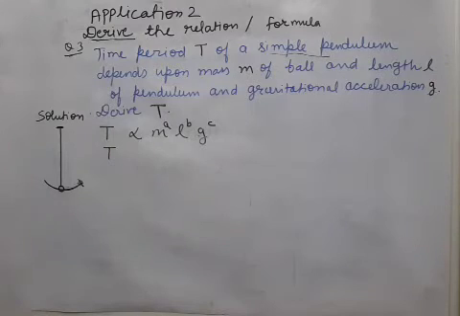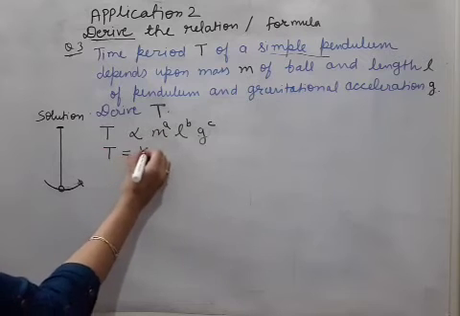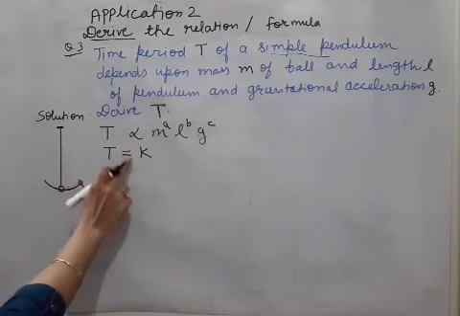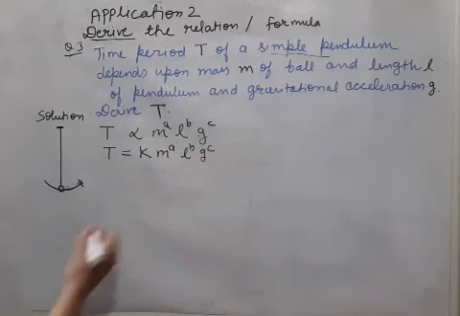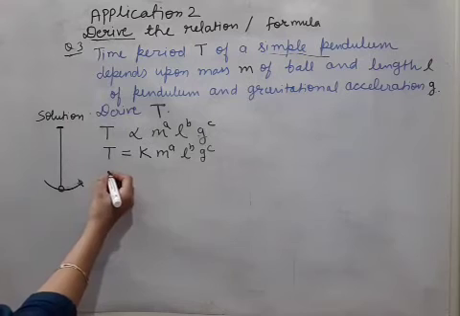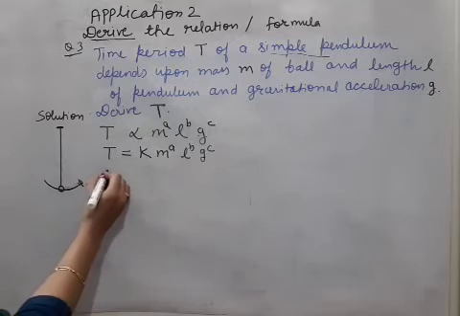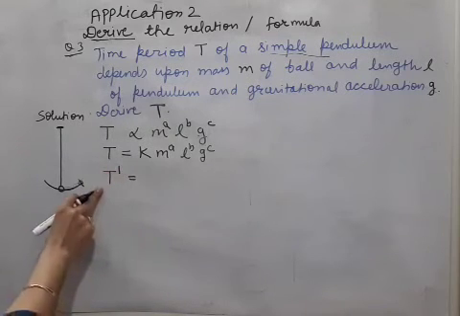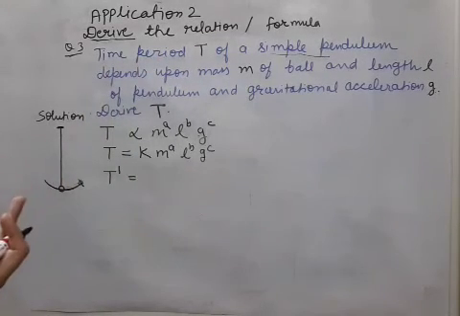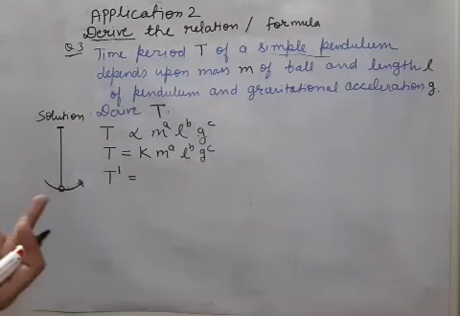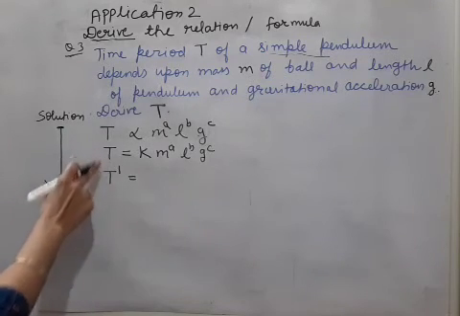The procedure is the same as I told you, so we are following the same procedure. T equal to, next is K. Proportional removed, constant K came. M power a, L power b, g power c. After that we replace all the quantities by dimensional formulas. So T power 1 is the dimensional formula for time. See, time period is noted in seconds only, and that means it is a quantity T. So the dimensional formula of time period will be T1.